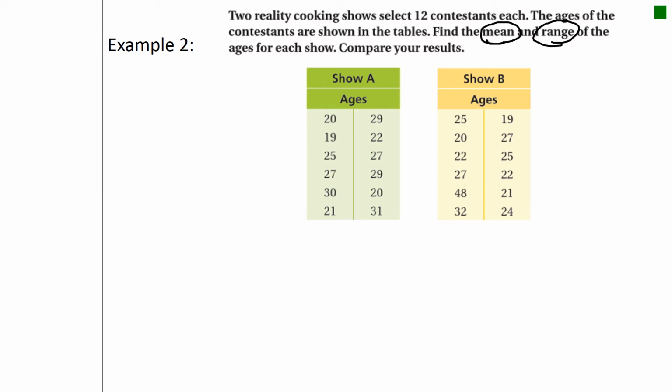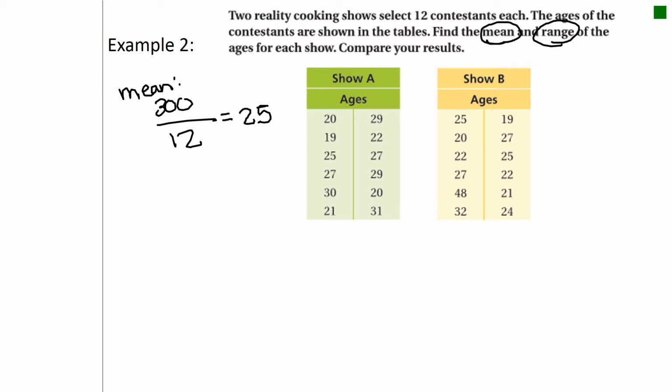Okay, so when I added up all of show A, I got 300. Let me label this as mean. So 300 divided by, there's 12 of them. On average, there's 25.